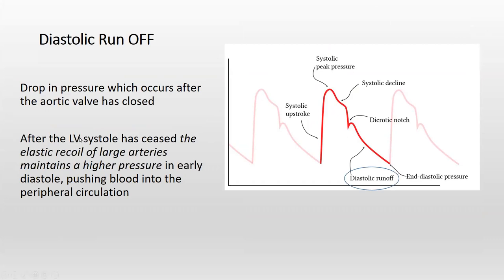After left ventricular systole has ceased, the elastic recoil of large arteries still maintains enough pressure early in diastole to push the blood forward. So this reflects the pressure generated from the elastic recoil of the arteries. And that's why it's a slow waveform. It's not as steep as the systolic.